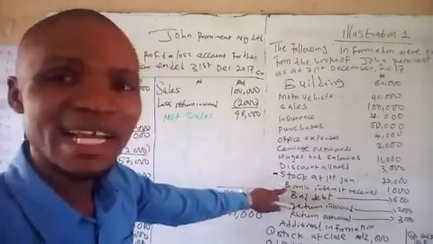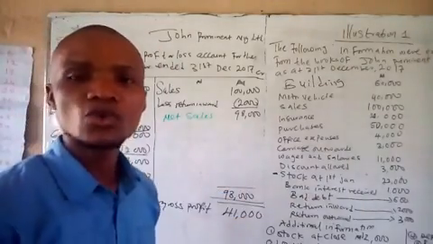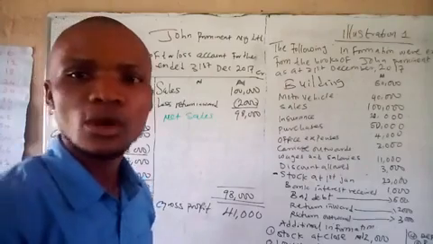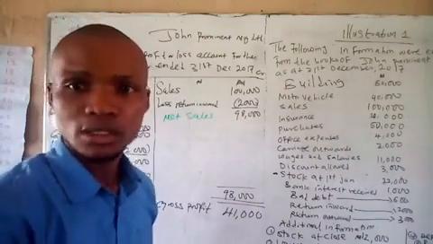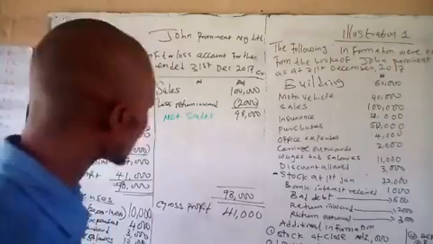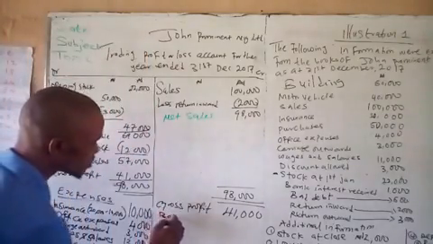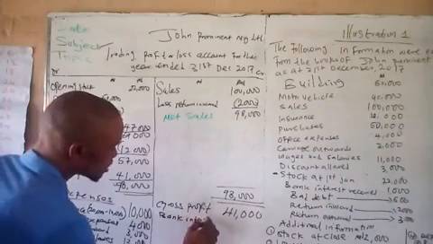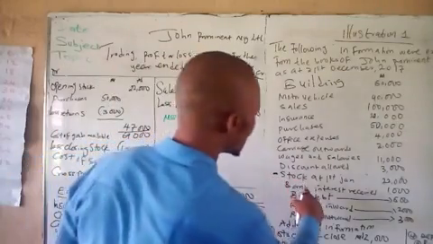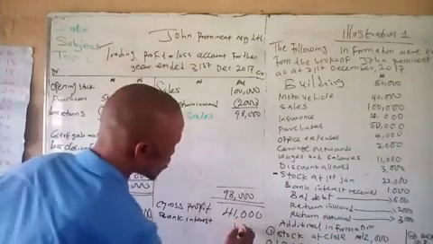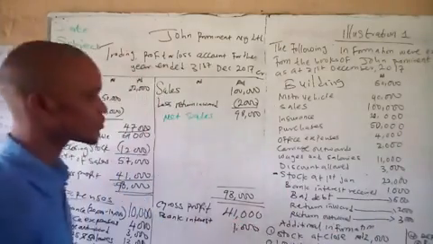Now, the next thing we are going to look at, let's move downward. We have bank interest received. You save your money in the bank, and the bank is now paying you interest. It's an income, so you add it to your gross profit. How much is bank interest received? 1,000 naira. You add your 1,000 naira here.